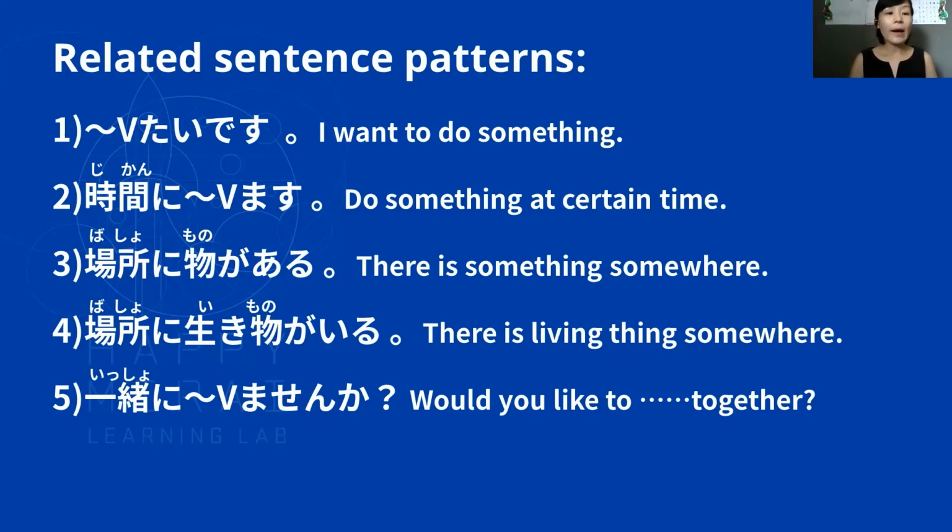Okay. はい、the last one. 一緒に何々 with ませんか? Yeah, a very gentle way to ask your friends to join you to do something together. いいですか? So 一緒に often used with 何々ませんか? Yeah, 一緒に means together. いいですか?